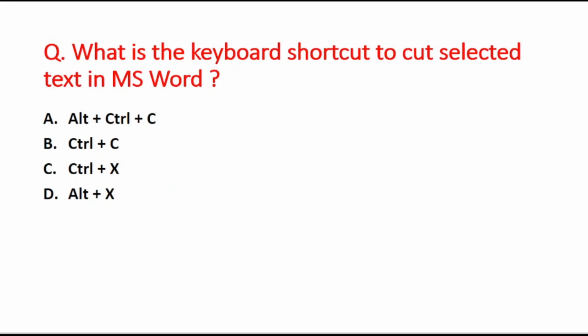Next question is, which of the following keyboard shortcut to cut selected text in MS Word? A option is Alt plus Ctrl plus C, B option is Ctrl plus C, C option is Ctrl plus X, and D option is Alt plus X. So very easy to cut selected text. Shortcut key is Ctrl plus X. So option C is the right answer.